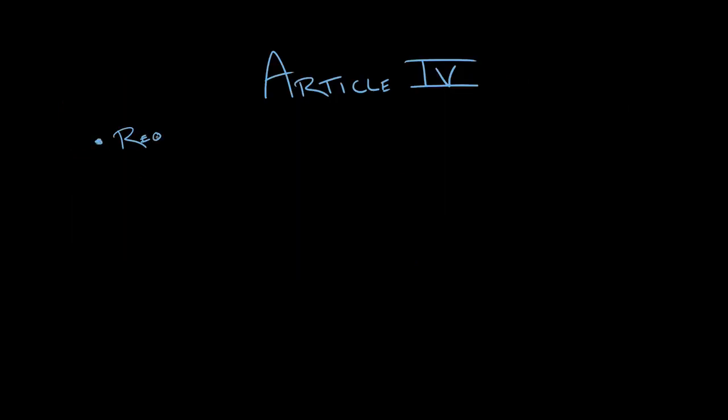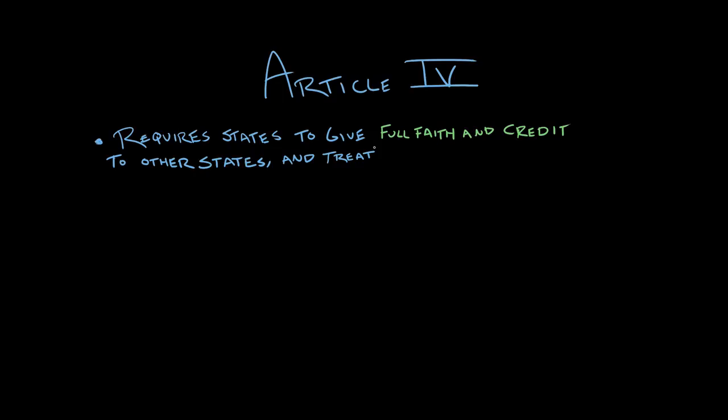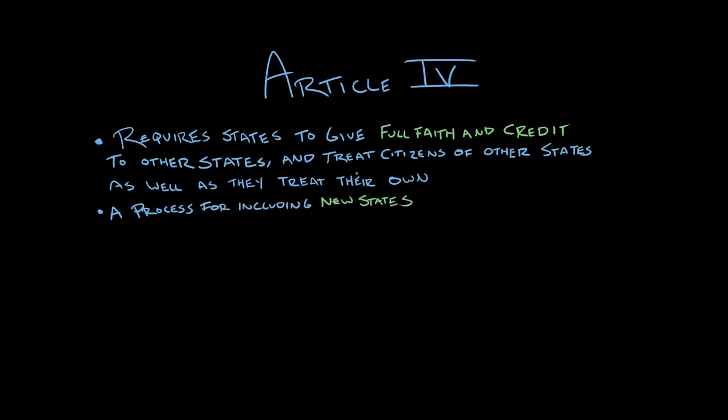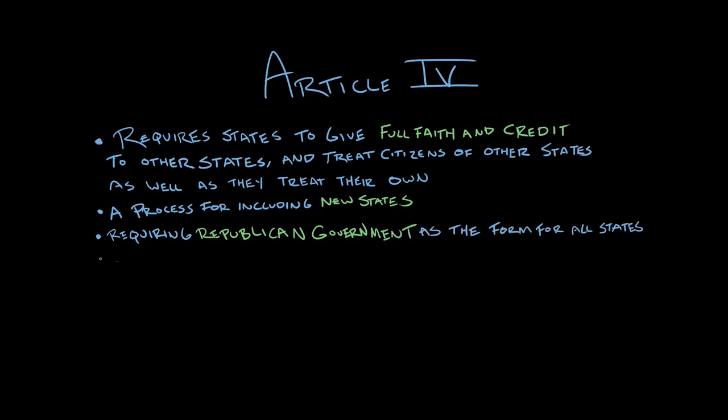So, as we've learned, Article 4 requires states to give full faith and credit to the legal proceedings of other states, and to treat the citizens of other states as well as they treat their own citizens. It provides a process for adding new states into the mix, and guarantees a Republican form of government to the citizens of all the states. Article 4 binds the United States together. So it's not just a collection of independent states, but rather a unified nation.